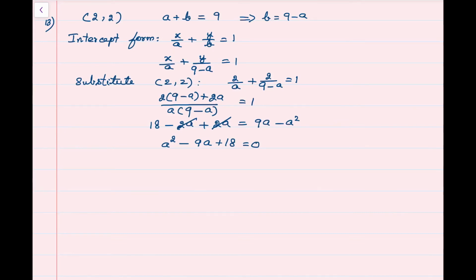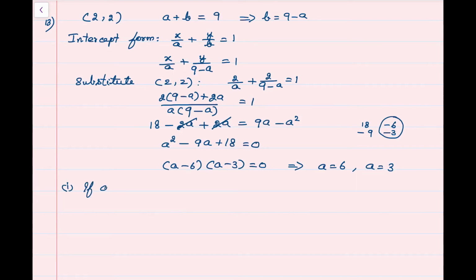We will factorize. Product is 18, sum is minus 9. So, the numbers are minus 6 and minus 3. Therefore, the factors are (a minus 6) and (a minus 3), from which we get a values as 6 and 3. We have two sets of answers. If a is 6, b will be 9 minus 6, which is 3.